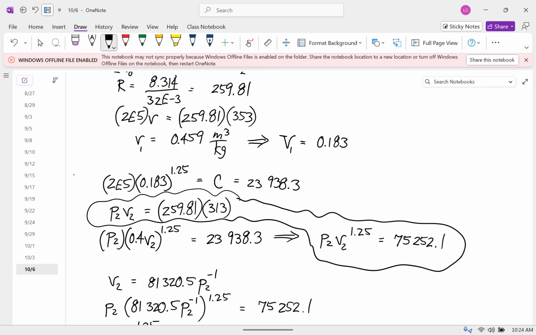And we had to do it a little differently than we have in the past because we didn't know that second volume. So I solved it as two equations for two variables. Here's the ideal gas law. And here's where I use that polytropic equation. The 0.4 is to take it from the specific volume to the true volume.